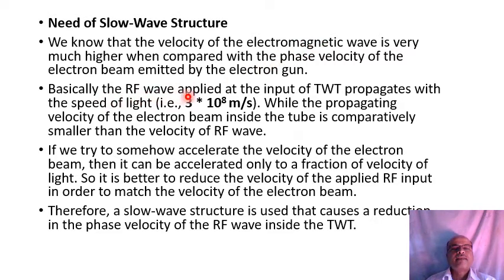So basically the RF wave applied at the input of the TWT propagates with the speed of light, that is 3 into 10 raised to 8 meter per second, while the velocity of the electron beam inside the tube is comparatively smaller than the velocity of the RF wave. So to interact this RF wave with the electron beam, we need to slow down the RF wave. Okay, so generally slow wave structure is preferred.